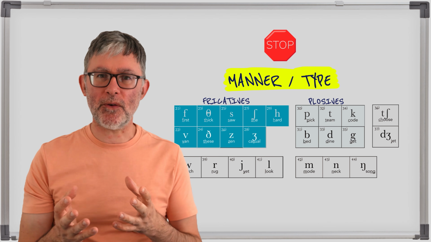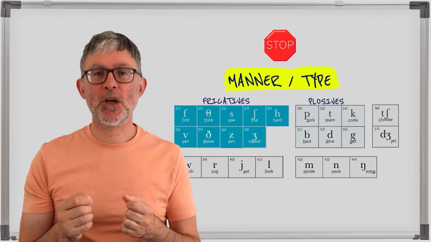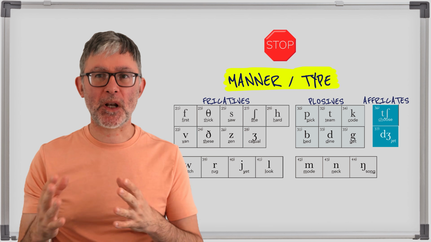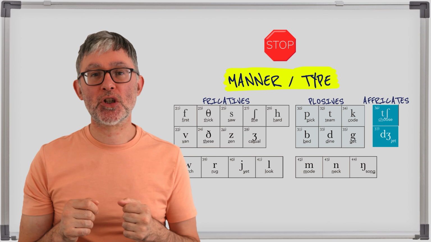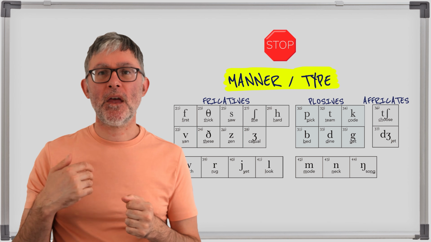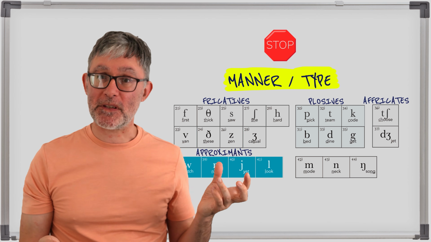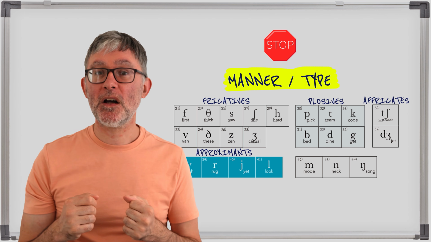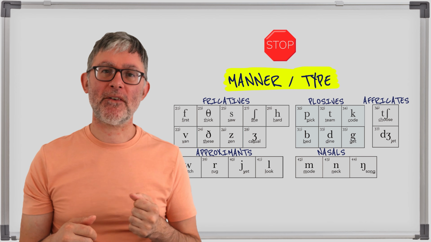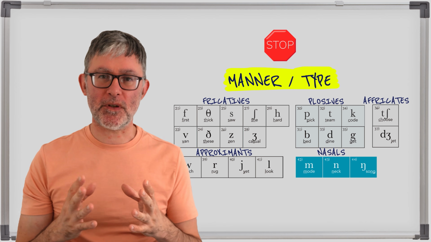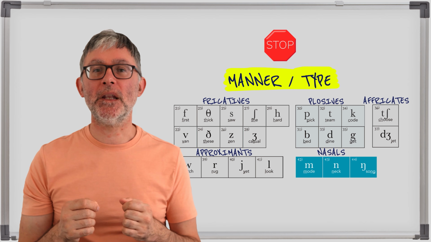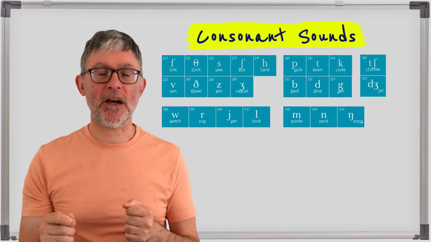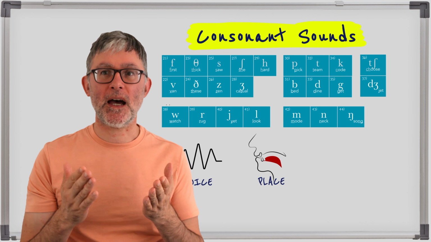These are squeezy sounds: f, s, zh. Then we have affricates, which is a plosive releasing into a fricative: ch, j. This group are approximants. These are kind of smooth vowel-like sounds: w, r, y. And finally, we have nasals, which are released through the nose. Consonant sounds are blocks of air defined by voicing, place, and manner.